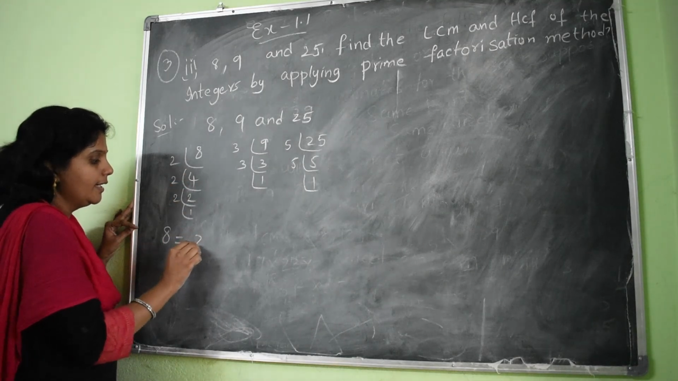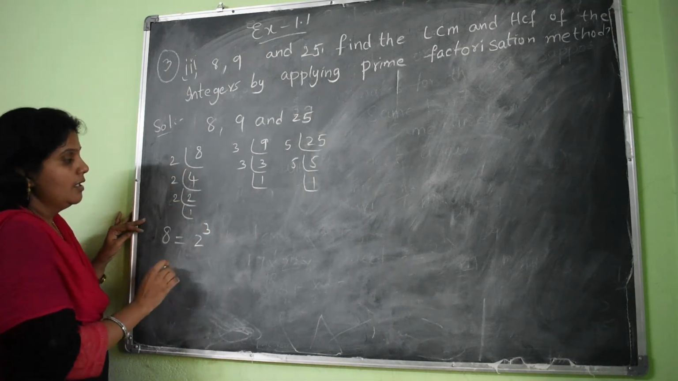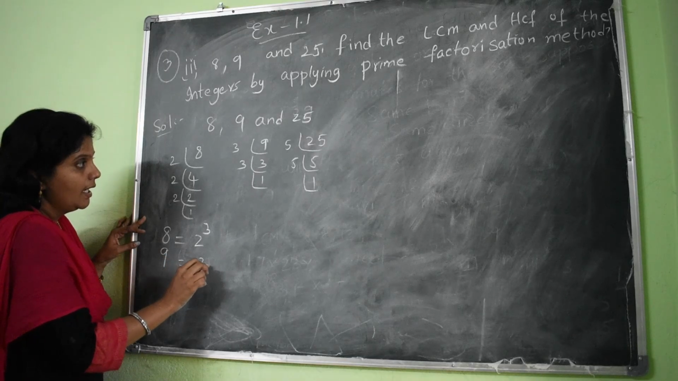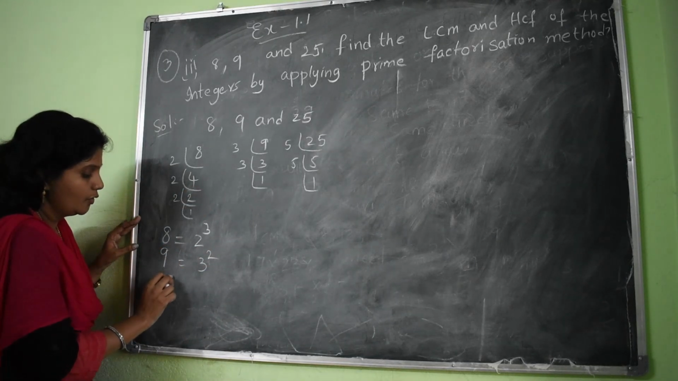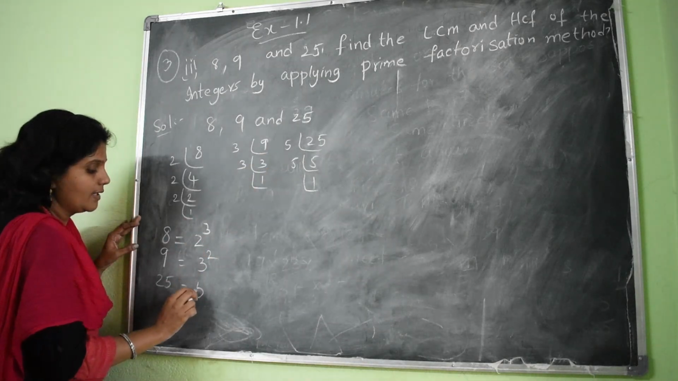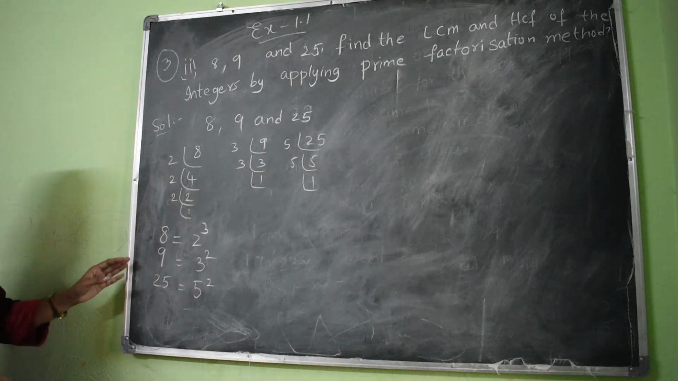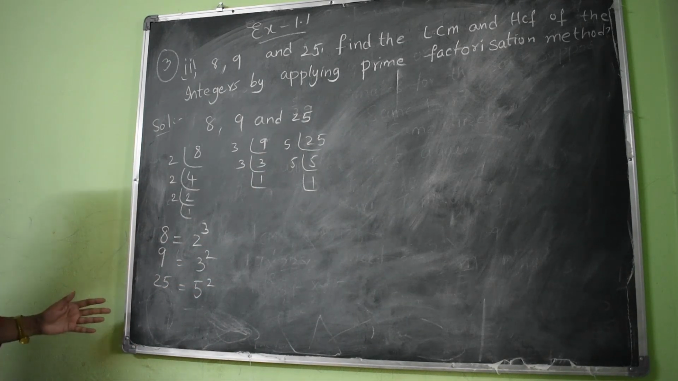Next, now write the numbers as a product of prime factors. So how many 2's are there? 3 2's. That is 2 cube. So for 9, how many 3's are there? 2 3's. That is 3 square. And for 25, there are 2 5's. That is 5 square. Okay. 8, 9 and 25. So we have written like this.